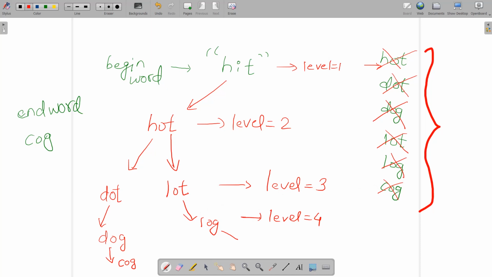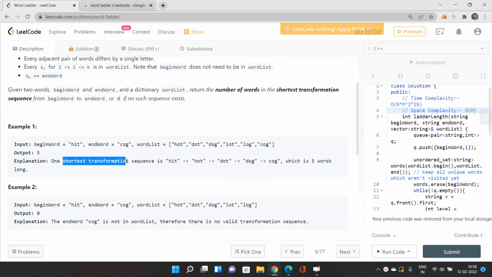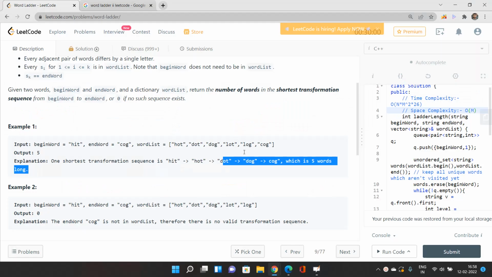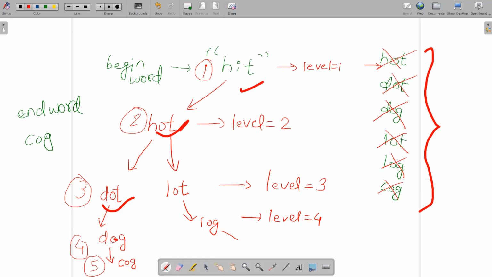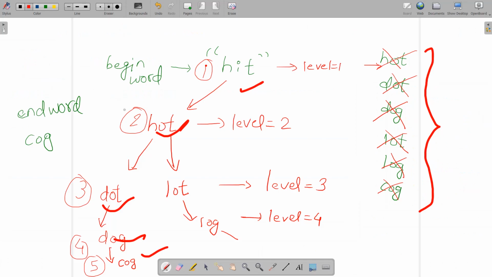So you can see the length of the path is what? You can see one word, two words, three words, four words, and five words. So there exist exactly 5 words. So you can see the output is 5. One of the shortest transformation sequences is hit, hot, dot, dog, and cog. Note that it is talking about one of the shortest transformation sequences. The other transformation sequence is going to be hit, hot, lot, log, and cog.